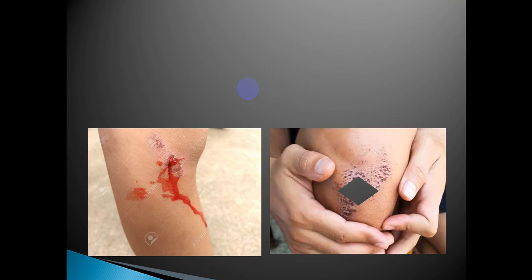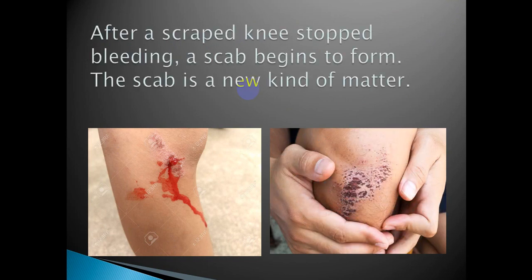Chemical changes also happen in our bodies. How? After a scab knee stopped bleeding, here you have blood. When this bleeding stops, a scab begins to form this layer up, and it's a new kind of matter. So you have a chemical change here after this new matter is formed.